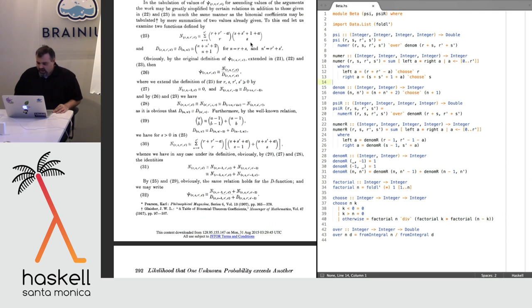So the n function is a sum of 2 binomial coefficients. I'm going to call those a left A and a right A, where left A is r plus r prime minus A, choose r, and right A is s plus s prime, exactly the same as right here. A from 0 to r prime, exactly the same as right here. And the same for the d function. Here we have the definition of the d function, and we're going to implement it exactly how the paper says.